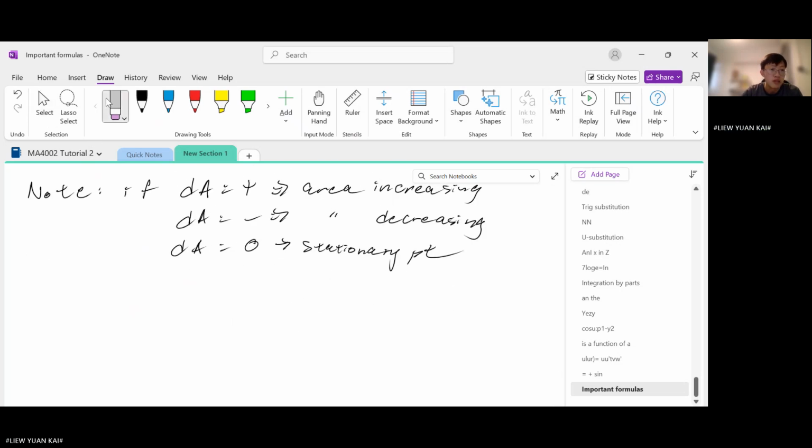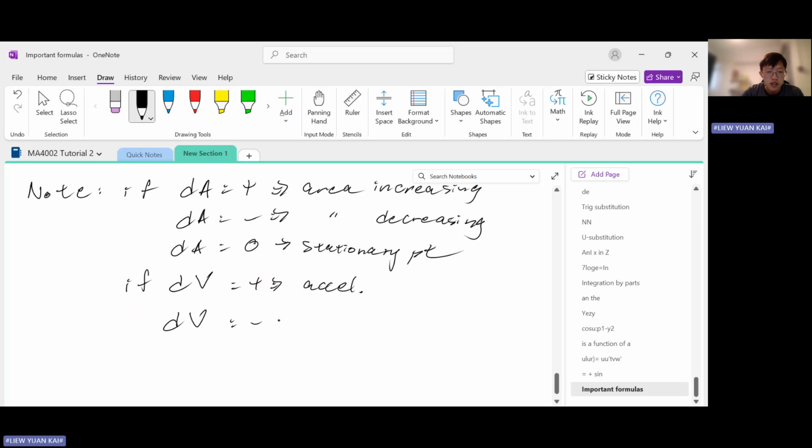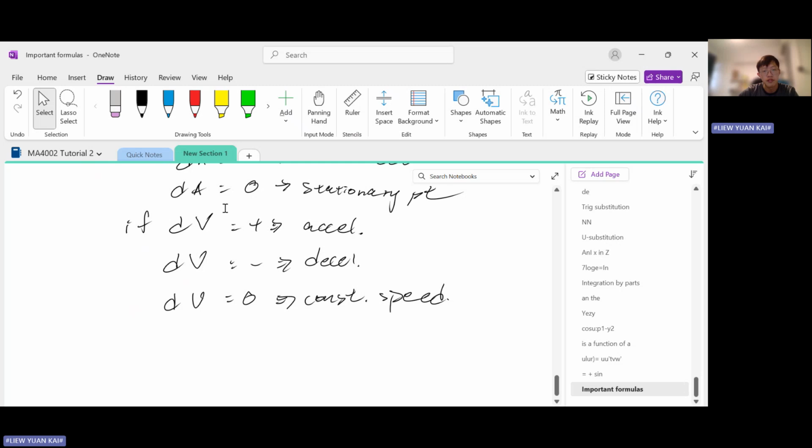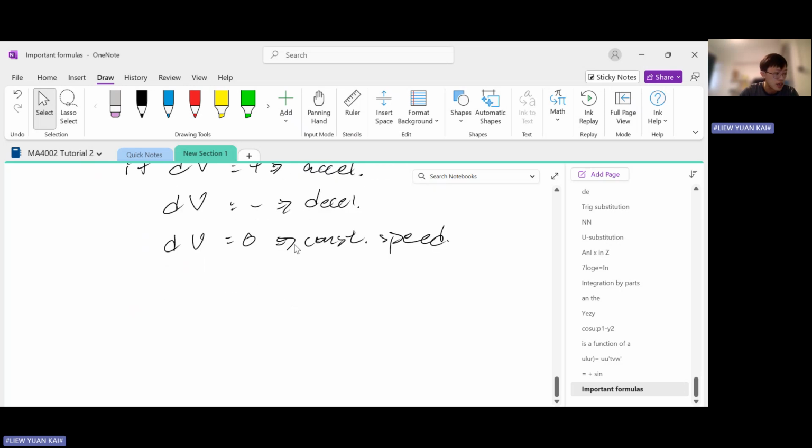Now we also need to look at the velocity variation. If dV is positive, then the fluid is accelerating. If dV is negative, then it is decelerating. If dV is equal to 0, it's traveling at a constant speed, so no acceleration, no deceleration. So if dV is positive, it's accelerating, so it's moving faster and Mach number is increasing. If dV is negative, it's decelerating, so Mach number is dropping. And dV equals 0 means it's moving at a constant speed.